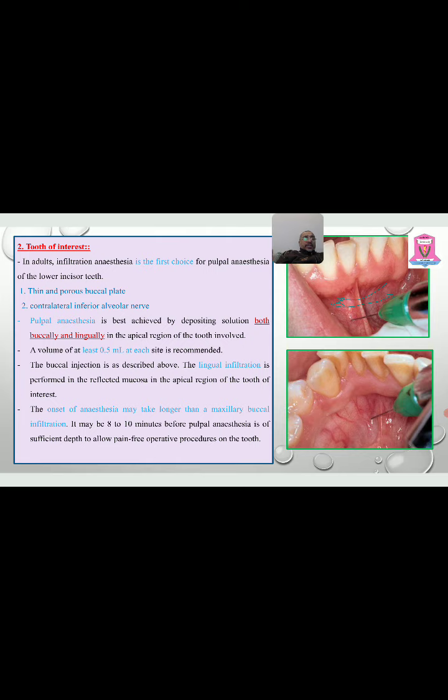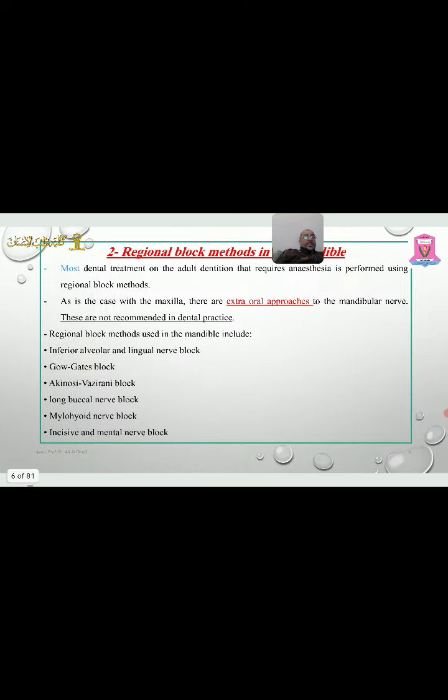The onset of anesthesia may take longer than the maxillary buccal infiltration. It may last 8 to 10 minutes before the pulpal anesthesia is of sufficient depth to allow pain-free operative procedure on the tooth. Of course, we can also give on the lingual side of the teeth in order to confirm infiltration anesthesia.